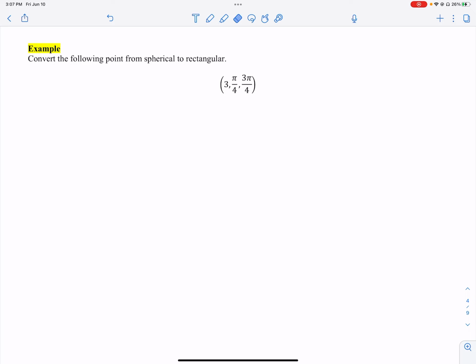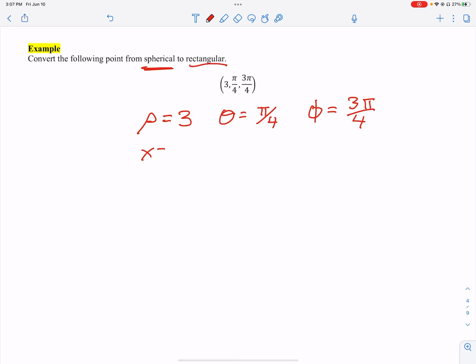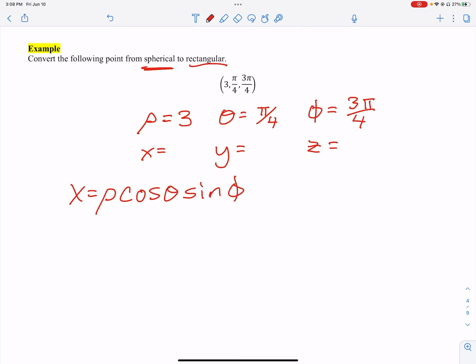The first example, okay, so this is in spherical. So I know spherical is, the first one is rho, is 3. Theta is pi over 4. And then we have phi to be 3 pi over 4. All right, so we're trying to go to rectangular, so we need an x, a y, and a z. So converting, I got x equals rho cosine theta sine phi. All right, so I plug all those in. I got 3 cosine pi over 4 sine 3 pi over 4.